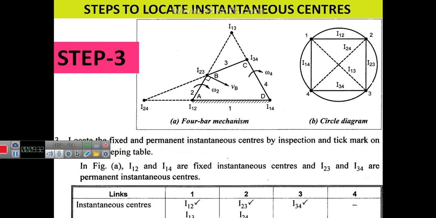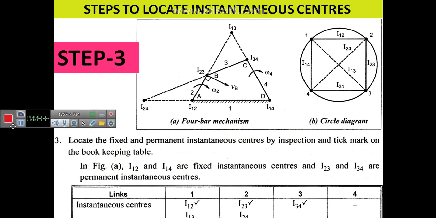Then step 3: you have to mark which one is permanent and which one is fixed by making a tick. We know I12 and I14 are the fixed instantaneous centers. Then the other ones, I23 and I34, are the permanent instantaneous centers. For those you also have to make a tick. The remaining ones are neither fixed nor permanent instantaneous centers. So this is the third step.